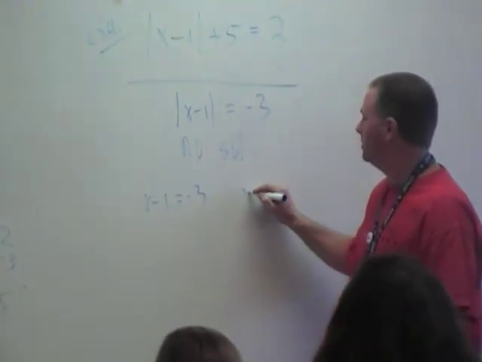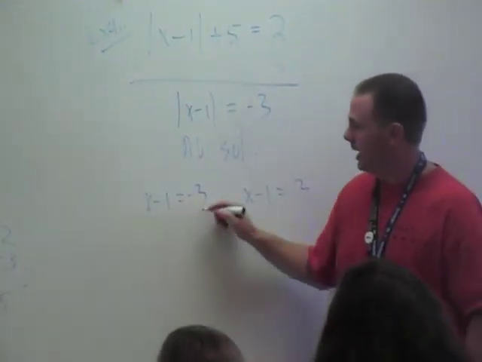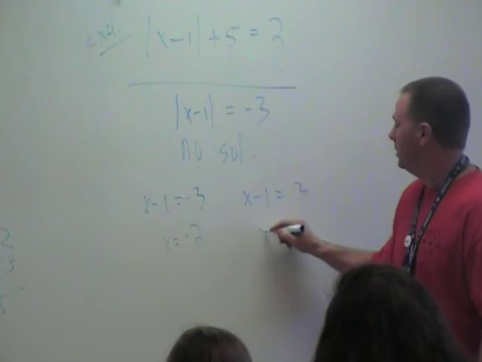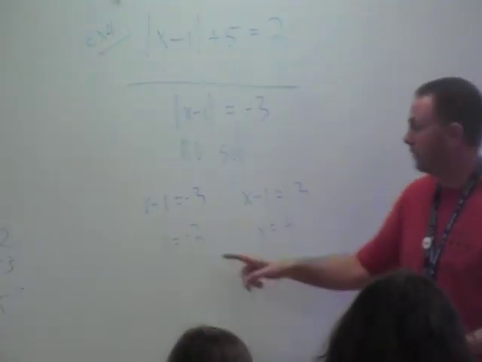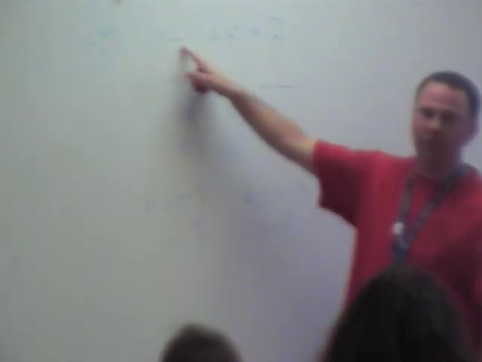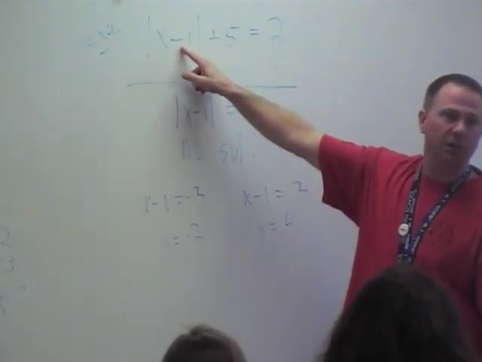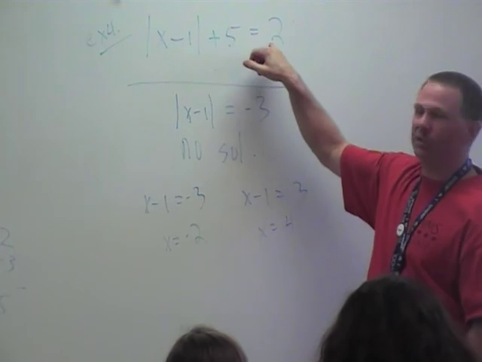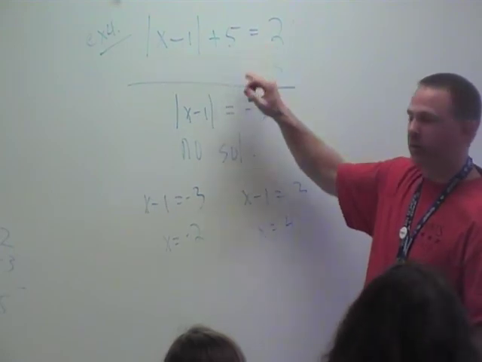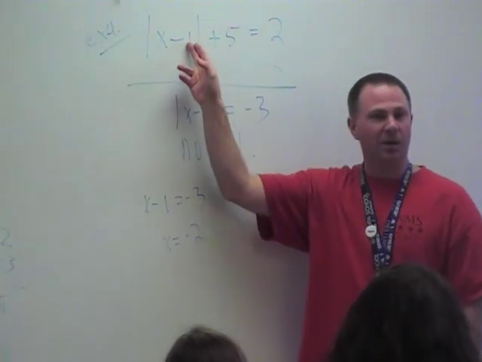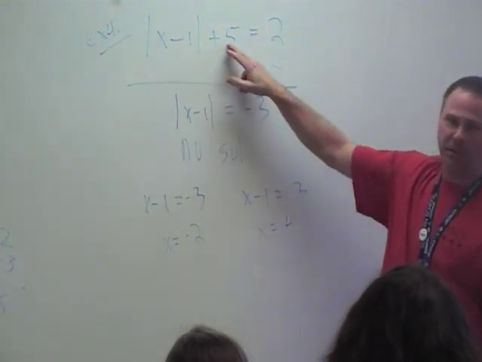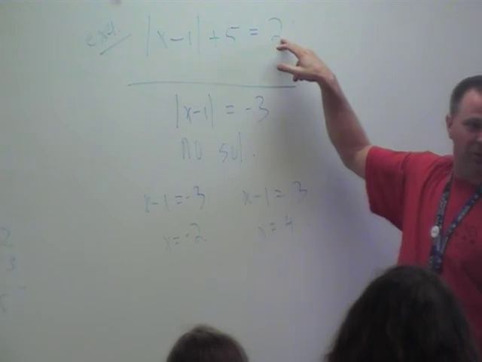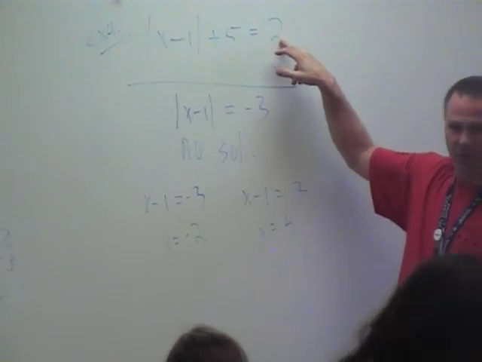Watch what happens when you do that. x minus 1 equals negative 3 and x minus 1 equals positive 3. Add 1, x equals negative 2, x equals 4. Great, you got some answers, but it doesn't work. Negative 2 minus 1 is negative 3. What's the absolute value of negative 3? Positive 3. 3 plus 5 is 2? 4 minus 1 is 3. The absolute value of 3 is 3. 3 plus 5 equals 2? Doesn't work.